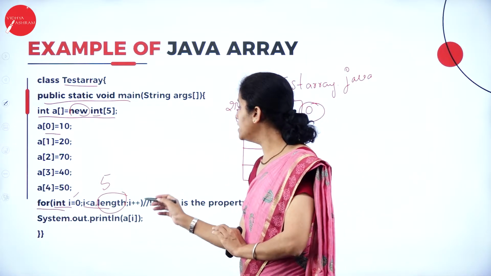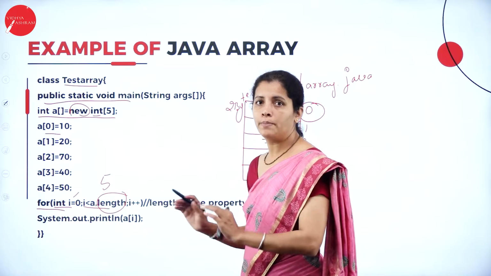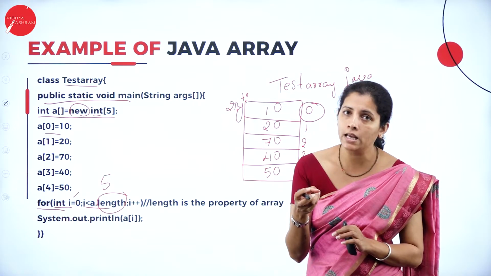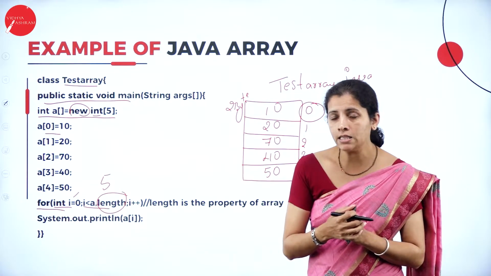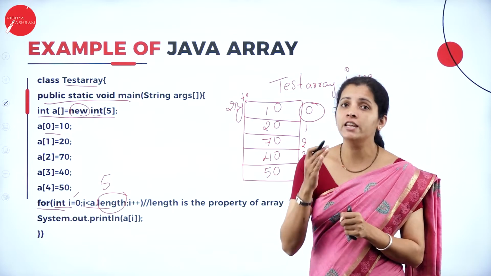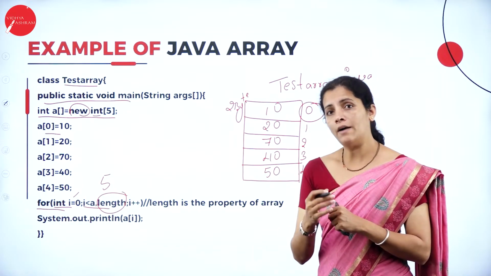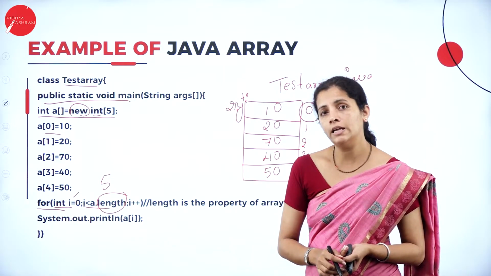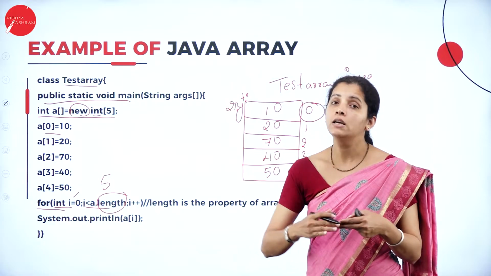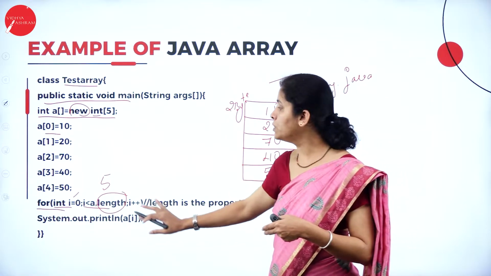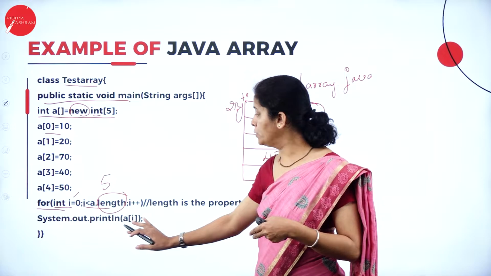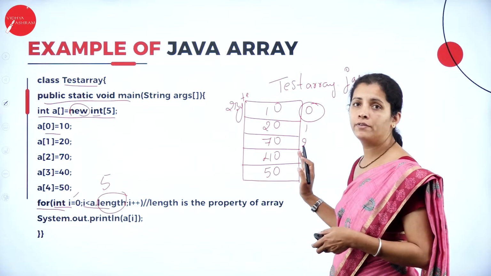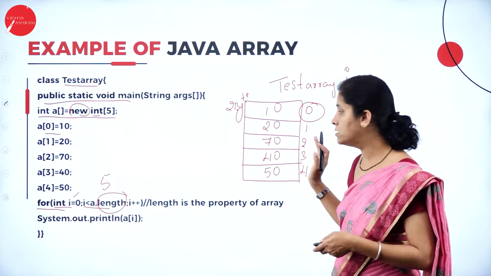Now, I'm going to increment i++ because after reading the first content, I want to increment the index. Why do I want to increment the index? Because I want to read the next element. After reading the next element, once again I want to increment the index because I want to read the next element, and it's going to continue. And I'm going to display 10, 20, 70, 40 and 50 one after another.